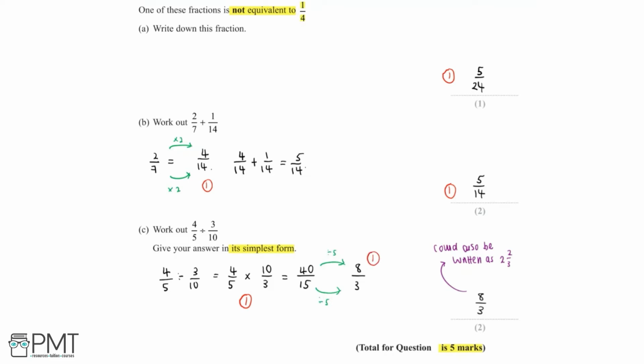which could also be written as 2 2/3. Whether you write down the answer as 8/3 or 2 2/3, you'll still get the correct answer and will gain the mark. And so we've now achieved the full 5 marks needed in this question.